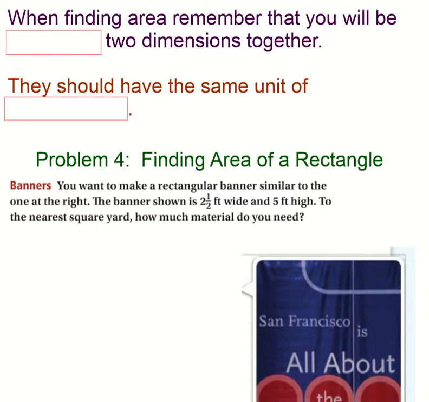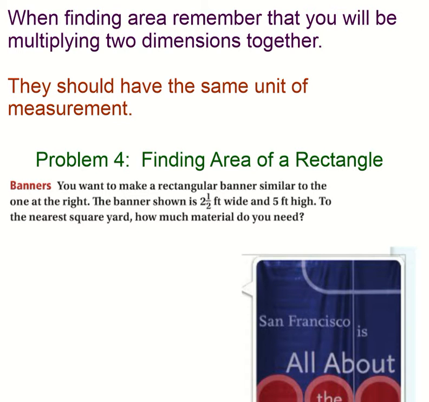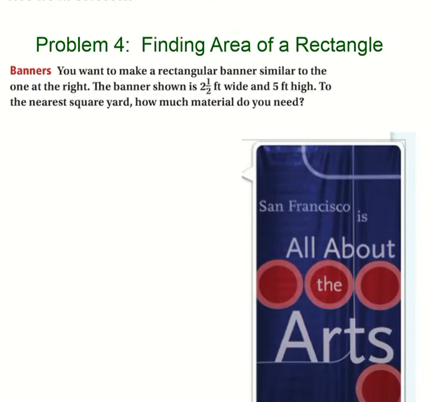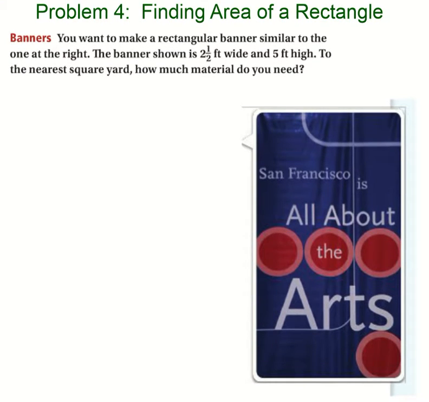So when we're finding area, remember that you will be multiplying dimensions together. Now we're moving on from perimeter to area. They should have the same unit of measurement when you're multiplying them. And I think area is a lot easier than perimeter some days.